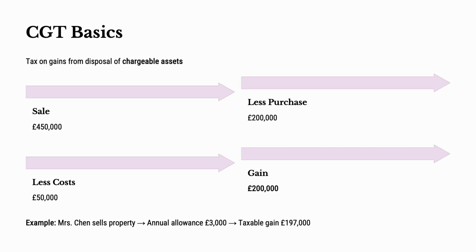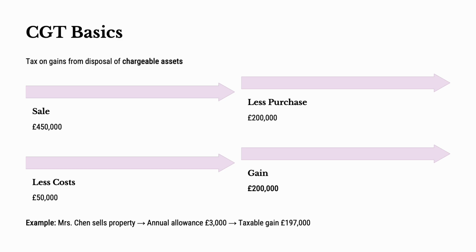Let's jump to CGT, capital gains tax. This is a tax on gains from the disposal of a chargeable asset, including property. Here is how it works. When you dispose of an asset, you calculate your gain by taking the sale proceeds, deducting the original purchase price and deducting allowable costs. For example, Mrs.